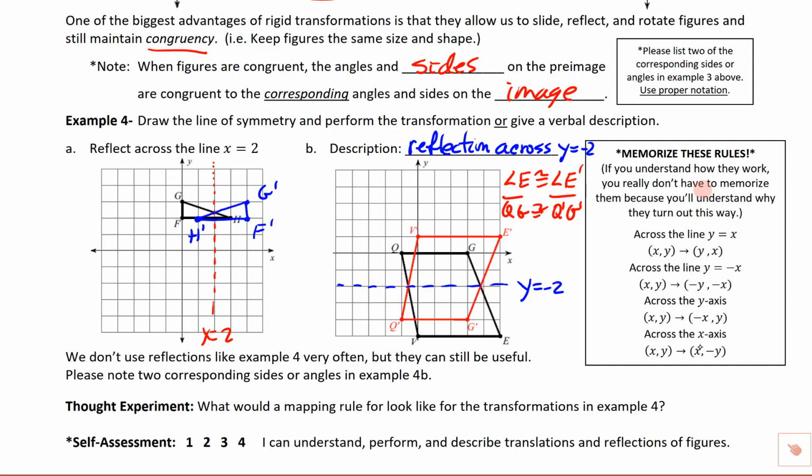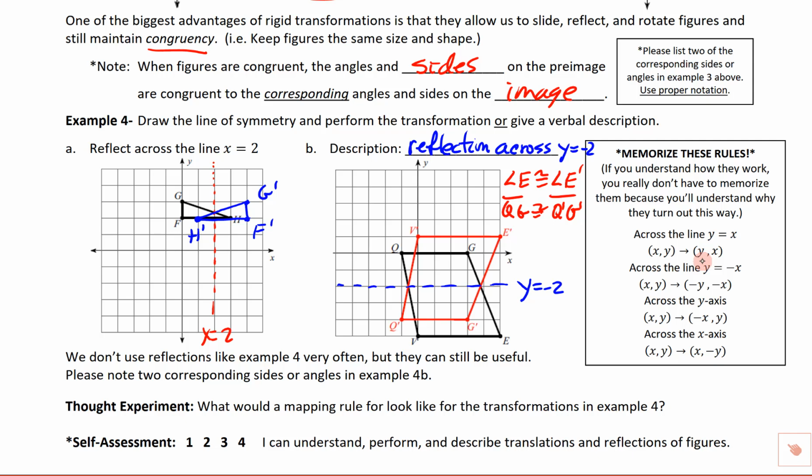Now, it would be a good idea that you memorize these rules. The translation rules are pretty easy. The whole left, right, up, down thing, that's pretty easy. The reflections across lines of symmetry, that's a little bit more difficult. But again, if you've got these understood as far as how they work, they're much, much easier. You really don't have to have them memorized. But I would get those committed to memory or have them figured out so that you know what they are really quickly.